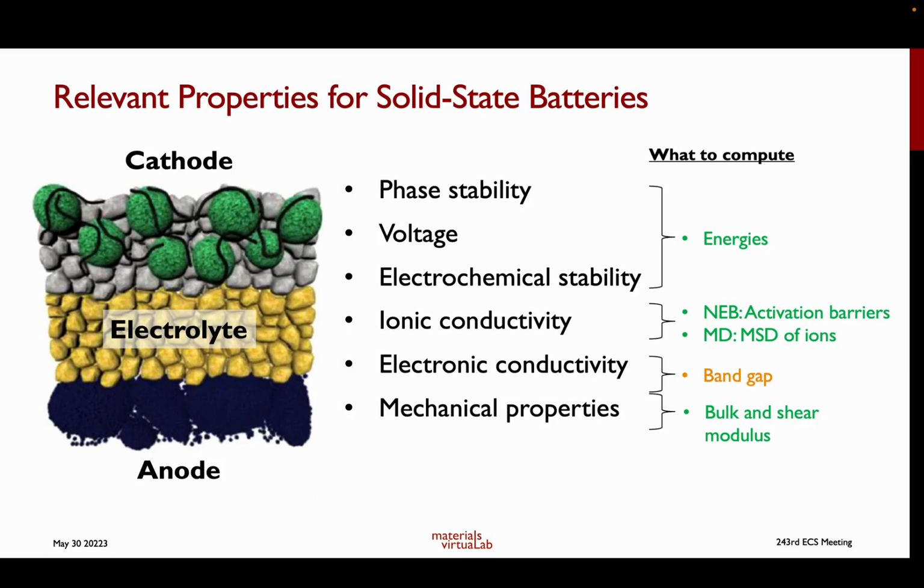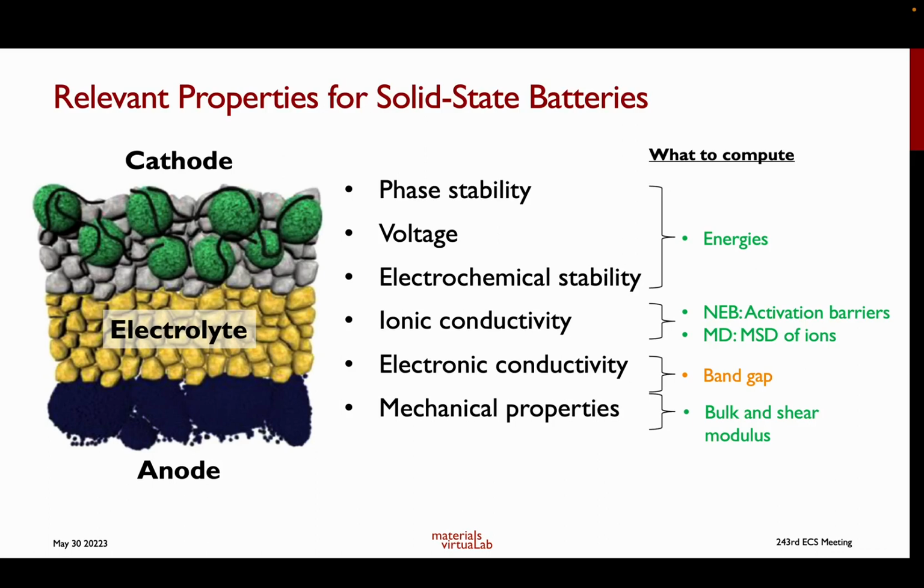So for instance, things like phase stability, voltage, and electrochemical stability, all you need is a value of the energy, and after you do some analysis, you basically can make predictions of all these properties. Ionic conductivity is a bit harder, okay? You have to do what's called nudged elastic band calculations, but essentially it's still a computation of the energy. You can also do molecular dynamics, right? So then you basically extract out the mean square displacement of your ions, and that gives you your ionic conductivity.